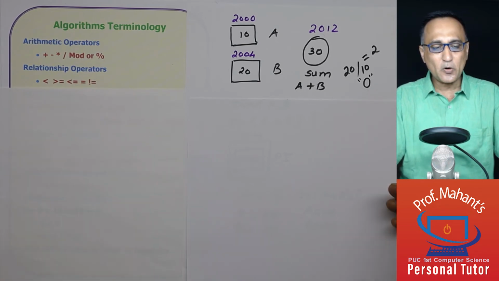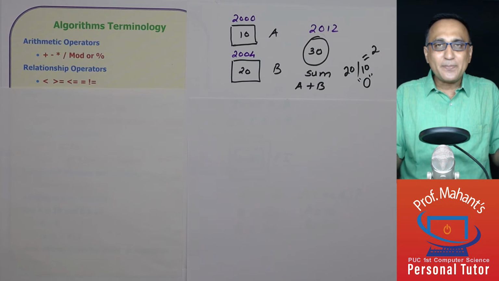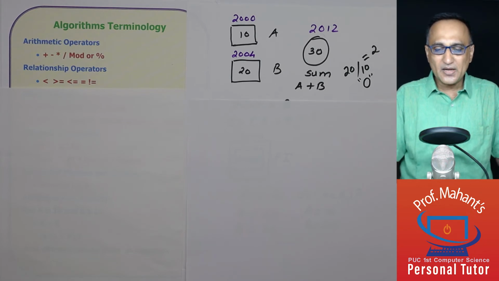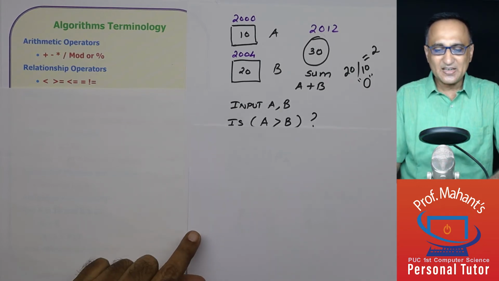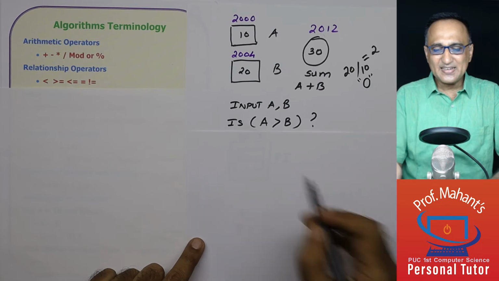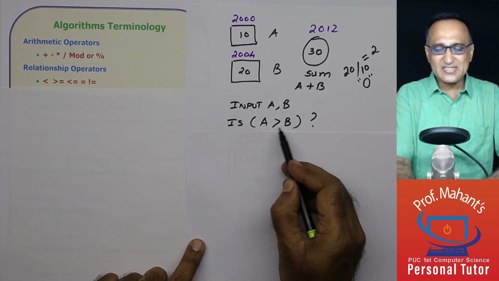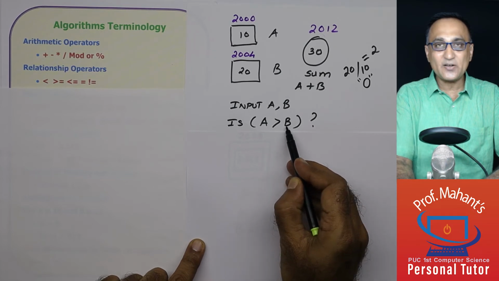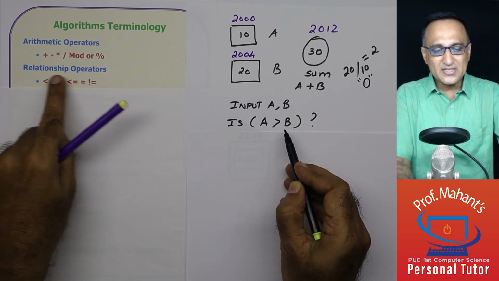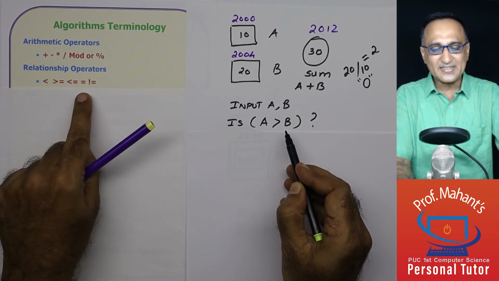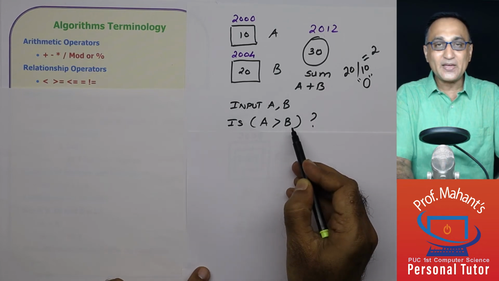Now relationship operators. Suppose I want to compare A with B. I can say, is A greater than B? Is A lesser than B? Is A equal to B? Is A greater than or equal to B? Is A less than or equal to B? Is A not equal to B? So here I am using these relational operators to compare the value of A with B.